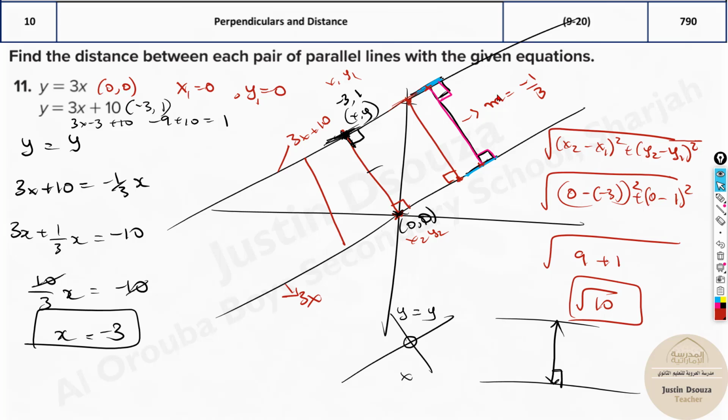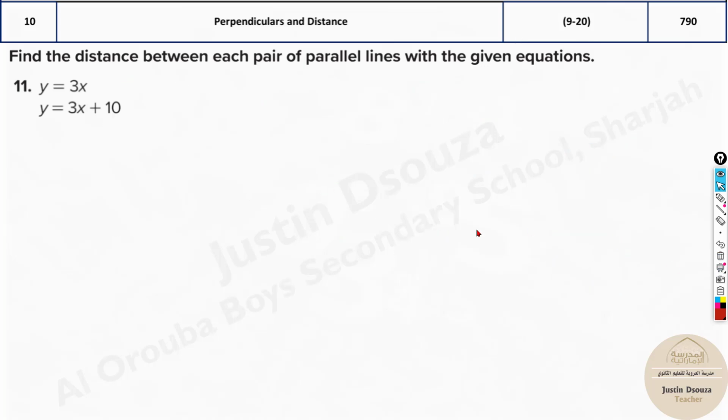So use that point as one of the points of the slope and find the equation of this line. You found the equation, and then we equated that with the other equation to find the intersection point x value, and then once you find x value, you can find y value and find the distance. It's not that easy, but these are the steps.